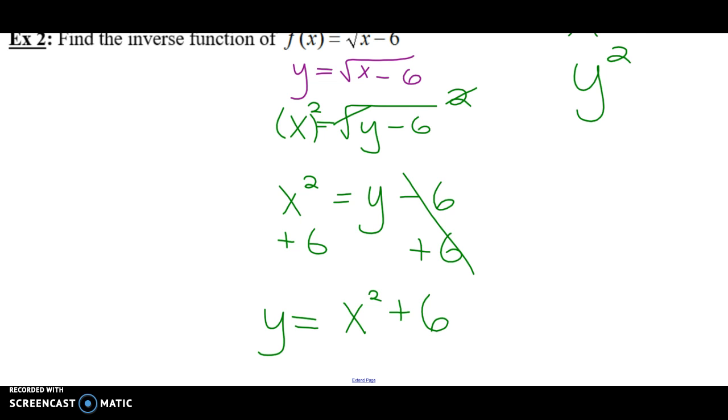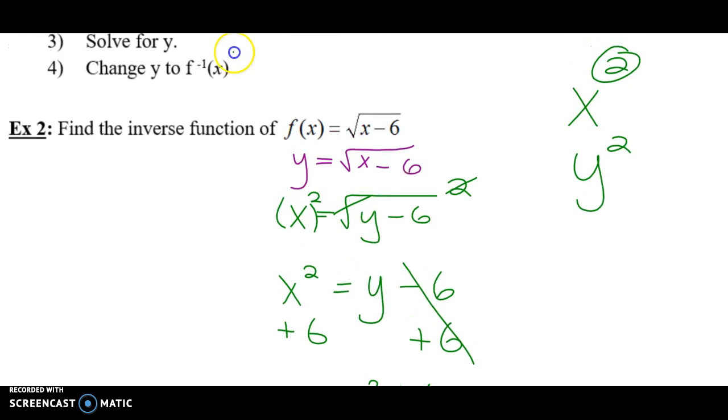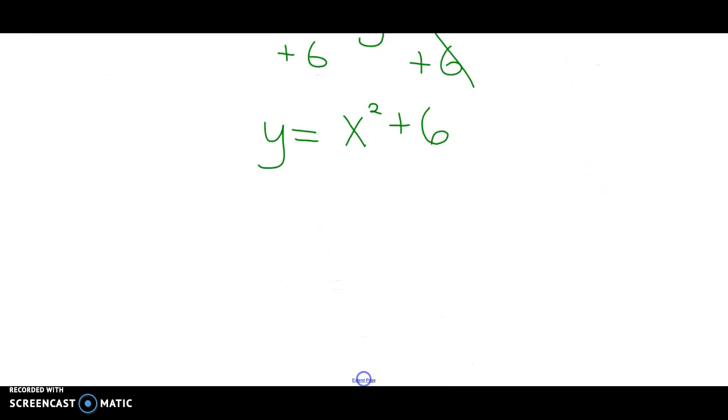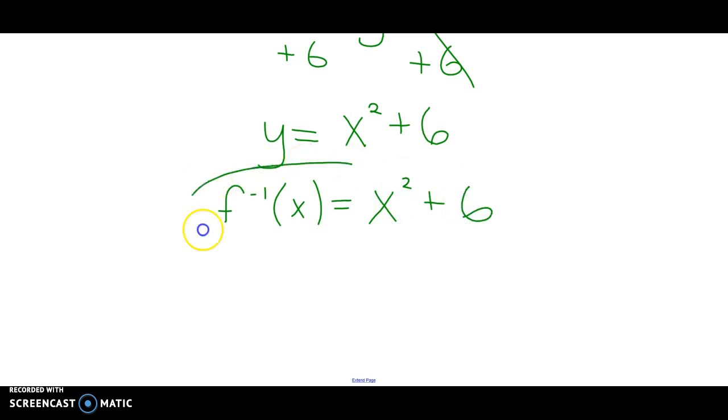And then the last step, step number 4, the way we name an inverse, we just write it as f to the negative first of x. So that's nothing more than just the way we identify it, just like you guys have names. If this was a test or there were directions, it might ask you to find f to the negative first of x. That means find the inverse. So let's get in the good habit of writing it like this, and that is your answer. That is the inverse of the square root of x minus 6.